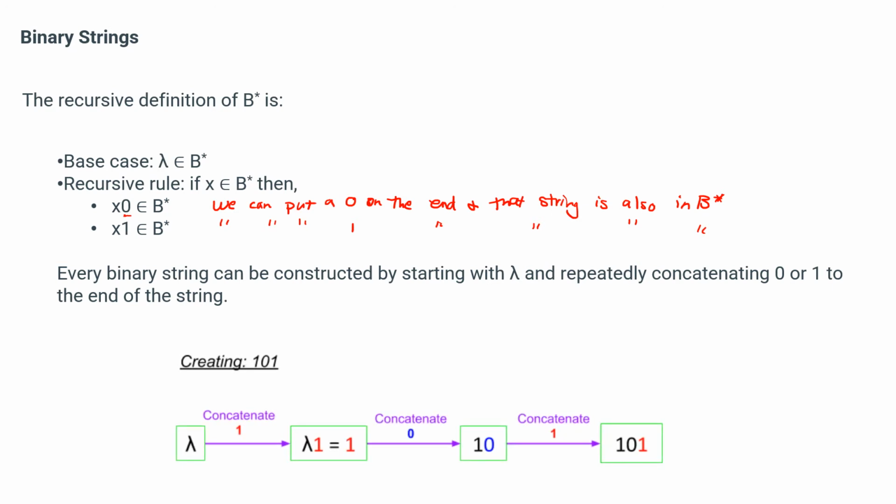So they have a little picture here of how we would create 101 from this. Well, we'd start with lambda, put a 1 at the end. But it doesn't matter, because lambda is nothing, so nothing with a 1 on the end is really just a 1, okay? And then we have this 1, and then we put a 0 on the end, and then we would put another 1 on the end, and then we've constructed 101, okay?